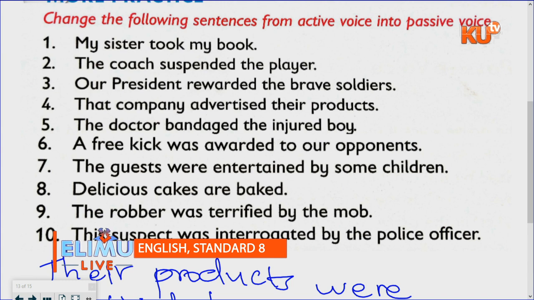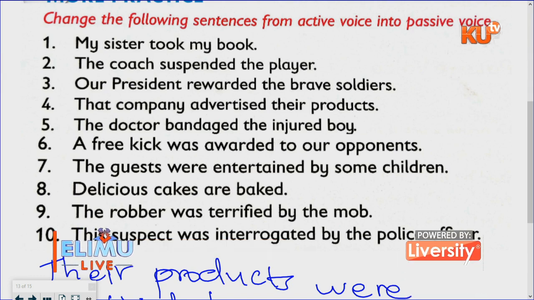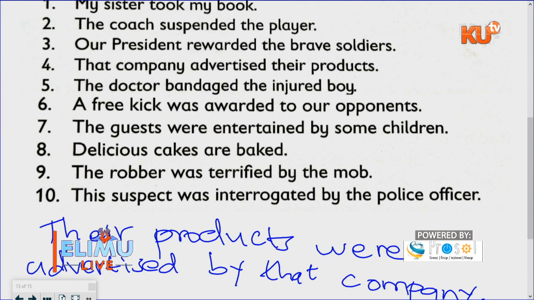So our opponents were awarded a free kick. A free kick is a penalty in soccer, in the game of soccer. A free kick was awarded to our opponents. Our opponents were awarded a free kick. The guests were entertained by some children.